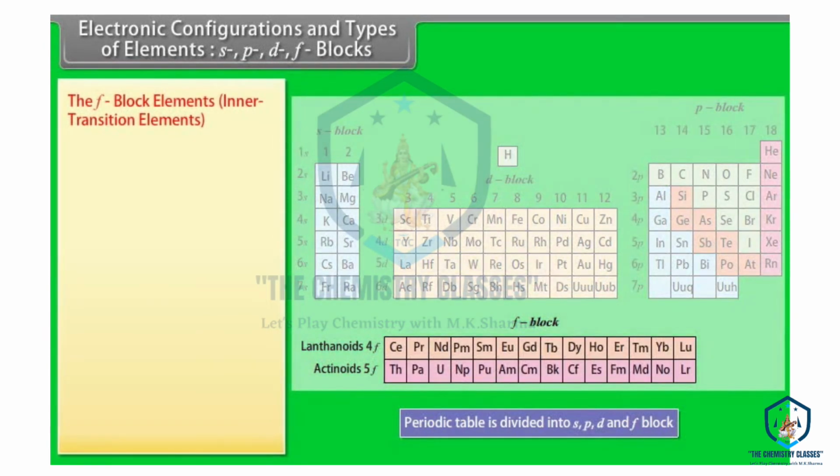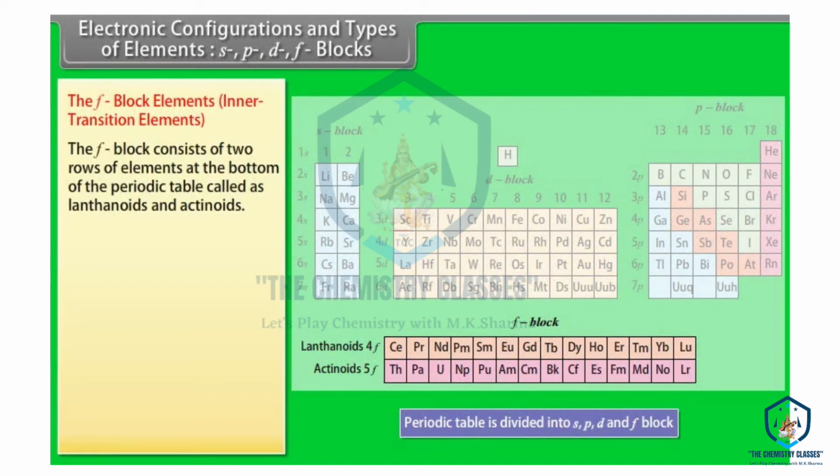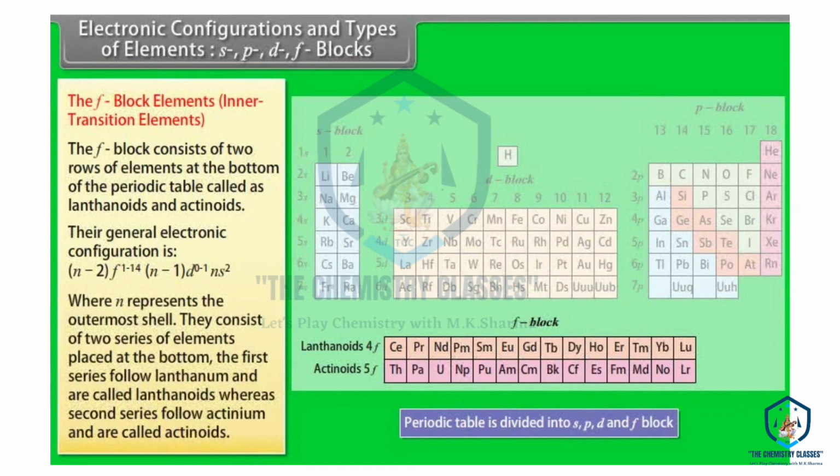The F block elements. Inner transition elements. The F block consists of 2 rows of elements at the bottom of the periodic table called lanthanoids and actinoids. Their general electronic configuration is where N represents the outermost shell. They consist of 2 series of elements placed at the bottom. The first series follows lanthanum and is called lanthanoids, whereas the second series follows actinium and is called actinoids.